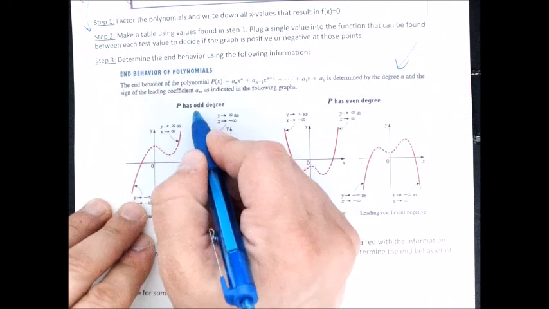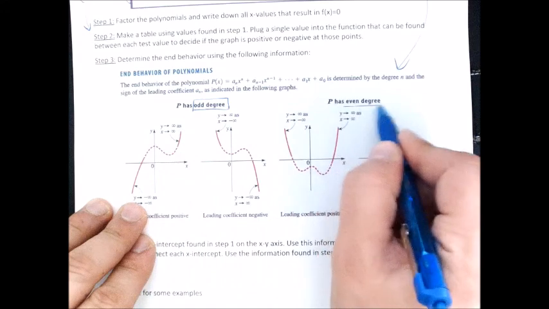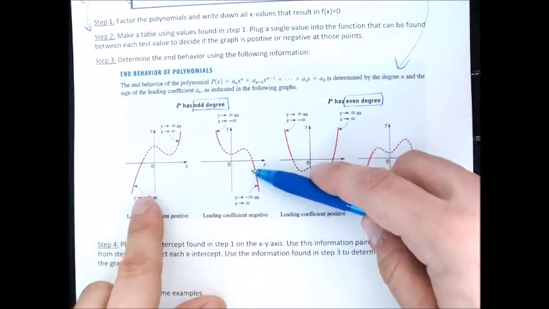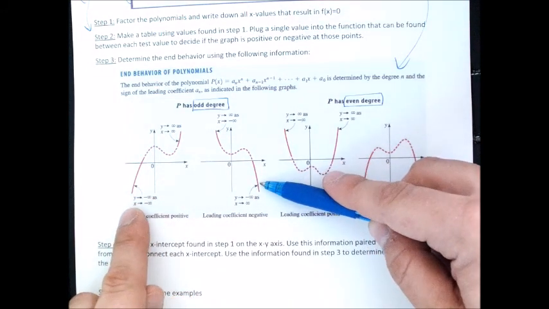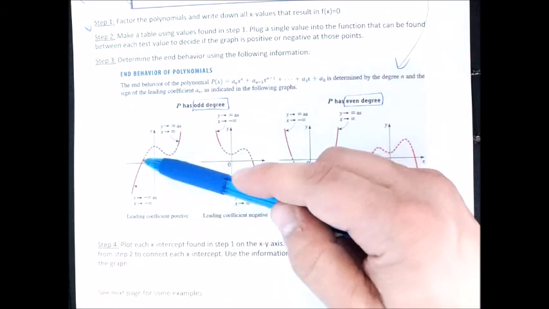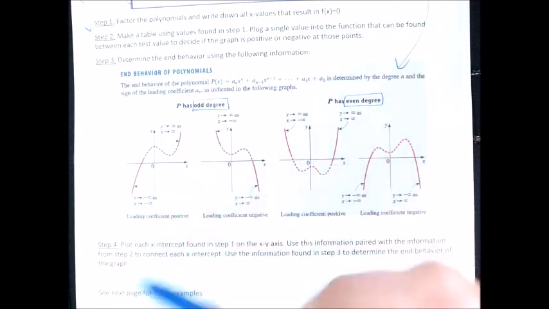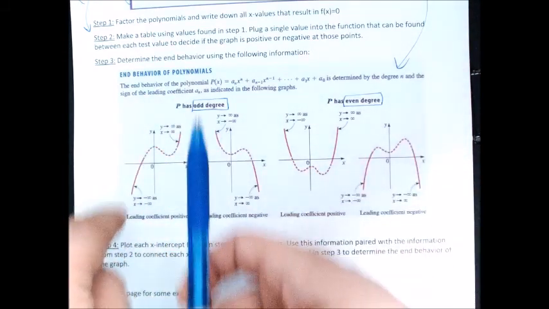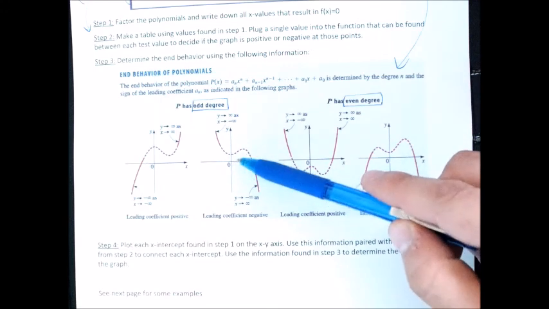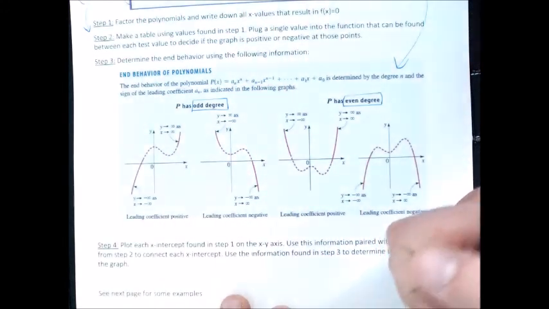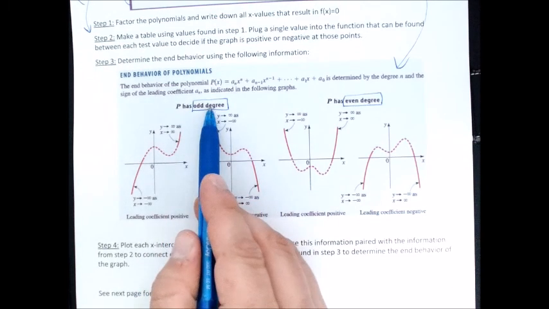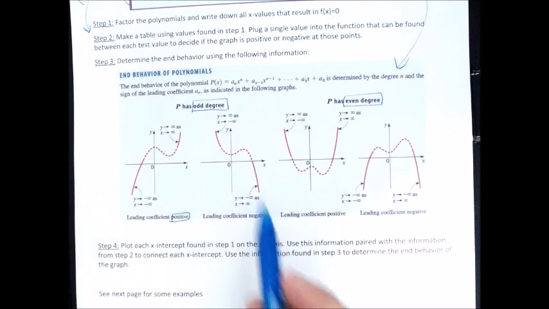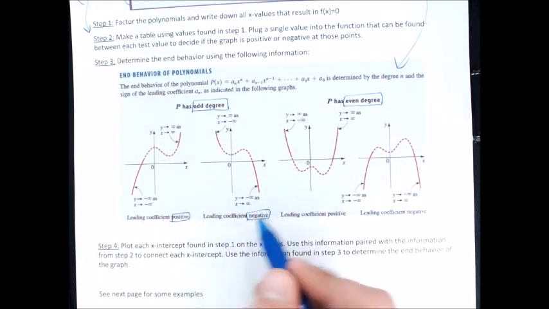A function either has an odd degree or an even degree. Notice that the odd degreed ones both point in opposite directions. Either the bottom piece goes to negative infinity as x goes to negative infinity, or they both go to positive infinity, right? They're pointing opposite ways. And this is the same thing, just switched, like this, right? And so the first one happens if we have an odd degree with a positive coefficient. And if we have an odd degree with a negative coefficient, we get the second one.